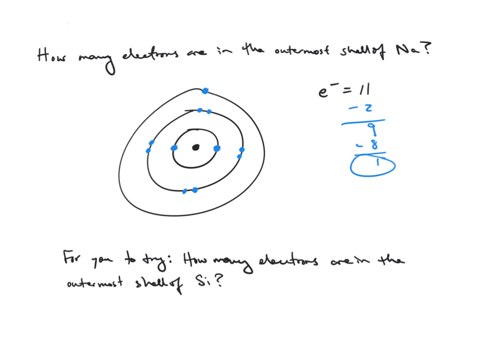Let's go ahead and have you try this last one. How many electrons are in the outermost shell of silicon, element Si? You've got to find it on the table and figure out how many there are, and then do a similar process to what we were doing up here, figuring out which electrons go into which shell.